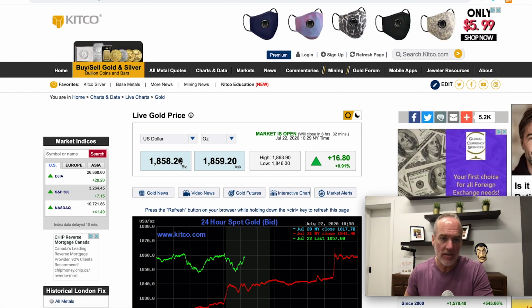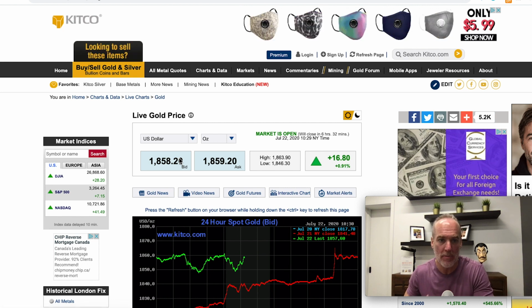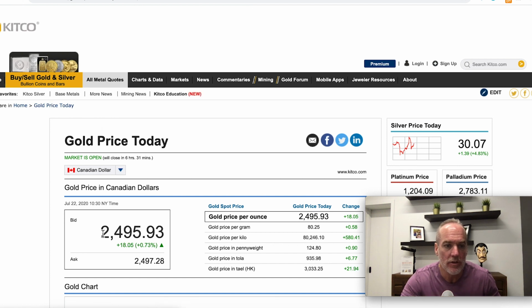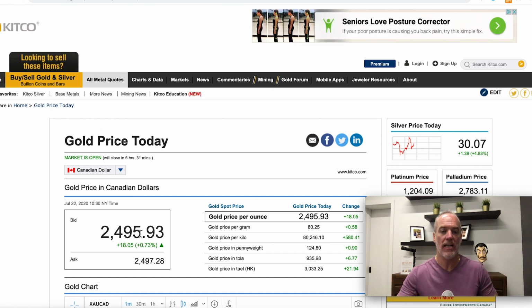And as Canadians, we want to know the Canadian spot price because that's the price we're going to be buying it at when we go to a dealer to buy physical gold and silver. So you can go to Kitco's website. I have the tab open here. Let me just refresh it to see what we're dealing with in Canadian dollars here. So it's $24.95 Canadian per ounce of gold.